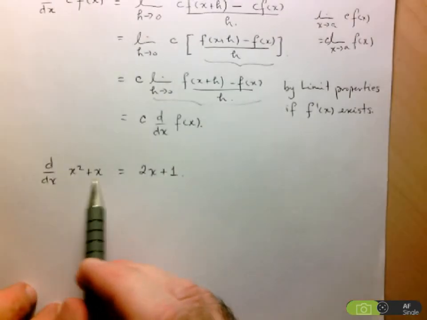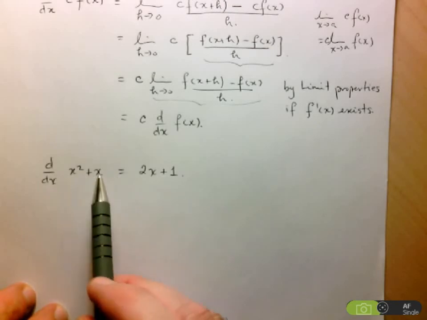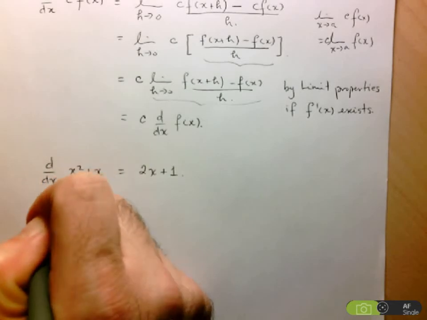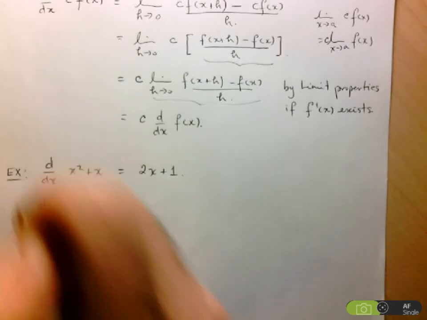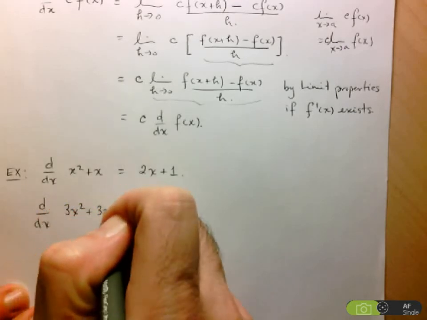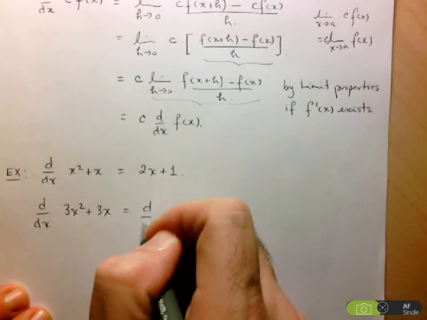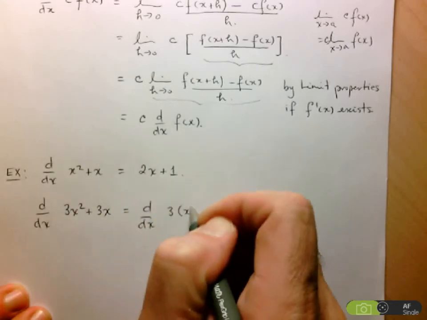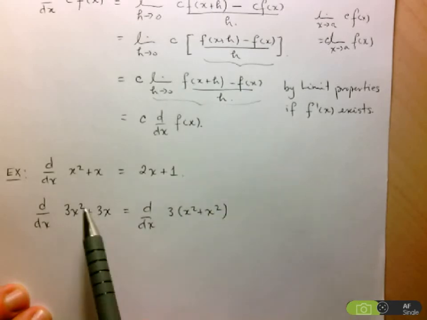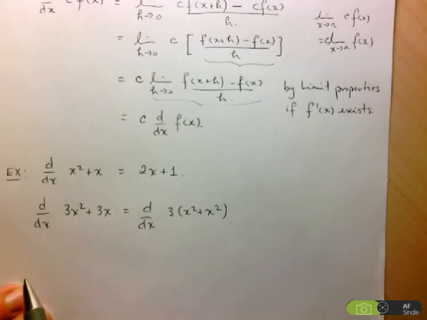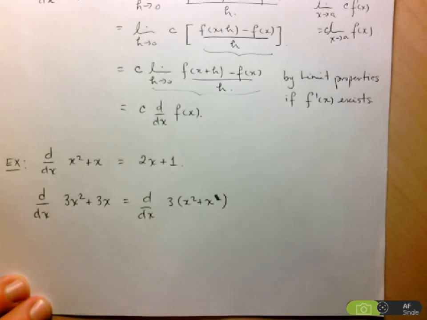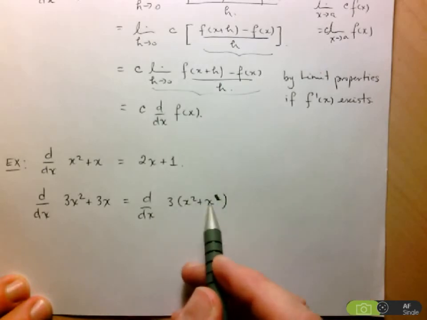This was where we first had this idea that perhaps the derivative of a sum is equal to the sum of the individual derivatives. But now, let's say I want to find, so let's call this an example, the derivative of 3x squared plus 3x. Well, that's just equal to the derivative of 3 times x squared plus x. I don't have to go through the whole rigmarole of putting this function into the limit definition, because I've already determined the derivative of this function here.